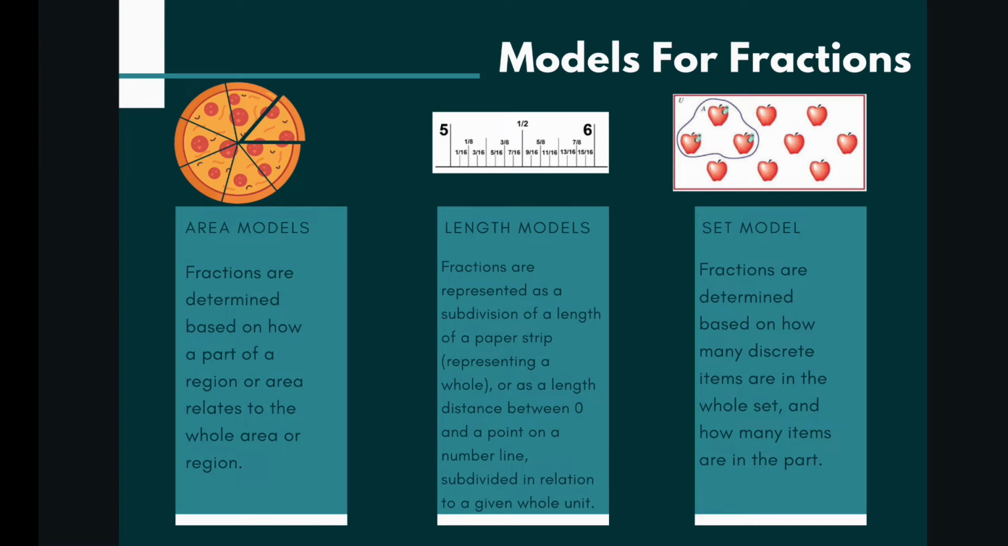Fractions are determined based on how a part of a region or area relates to the whole area or region. Then there's length models. Fractions are represented as a subdivision of a length of a paper strip, for example, or as a length distance between 0 and a point on a number line, subdivided in relation to a given whole unit. And then the next one is set model.